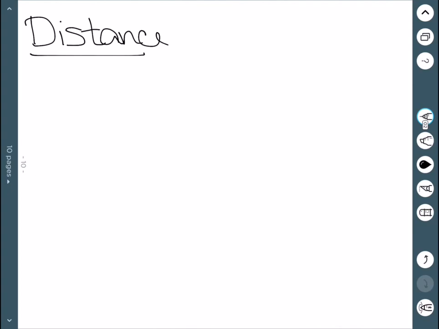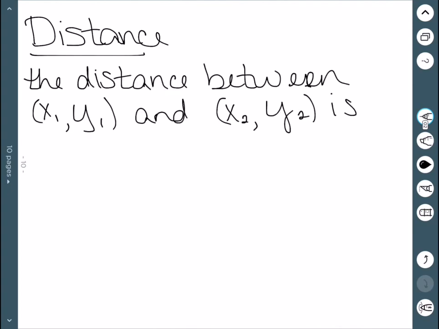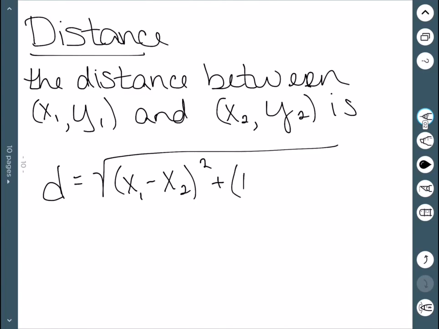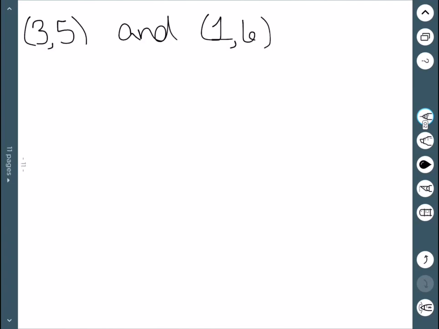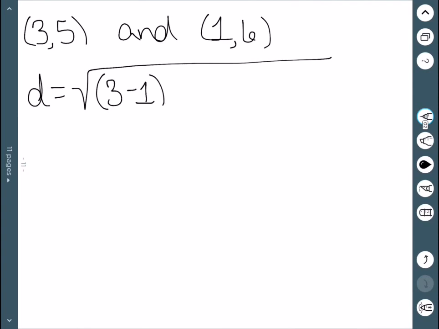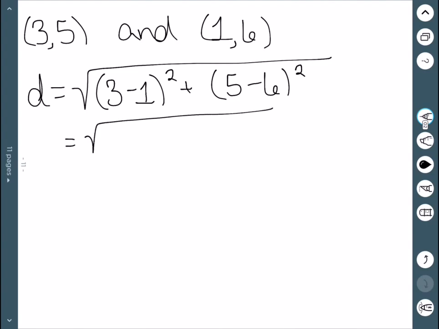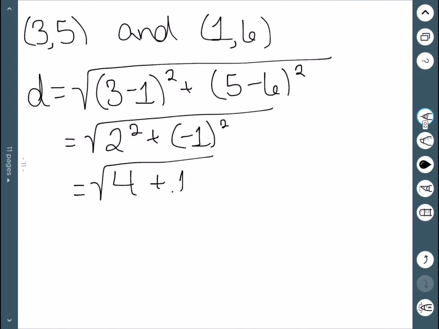If we have 2 points plotted and we want to find the distance between them, then the distance between a point x1, y1 and x2, y2, which we denote by d, is the square root of x1 minus x2 squared plus y1 minus y2 squared. As an example, if I want to find the distance between these 2 points, I have the square root of, I subtract the x coordinates, so 3 minus 1, squared, plus subtracting the y coordinates, 5 minus 6, and then squared. 3 minus 1 is 2, 5 minus 6 is -1. 2 squared is 4, and -1 squared is 1, so the distance between these 2 points is the square root of 5.